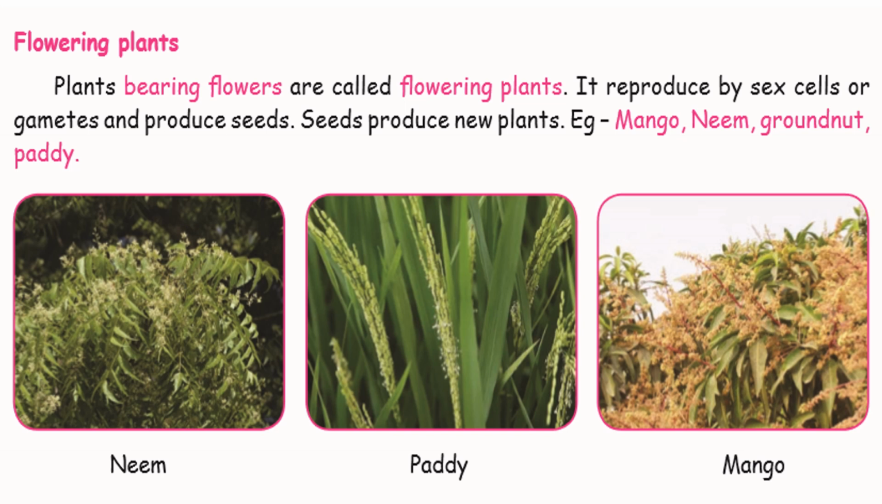Flowering plants. Plants bearing flowers are called flowering plants. They reproduce by sex cells or gametes and produce seeds. Seeds produce new plants. Examples: mango, neem, groundnut, and paddy.